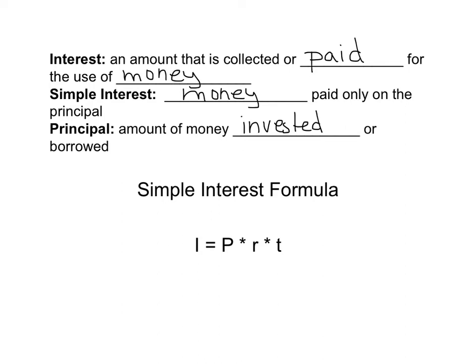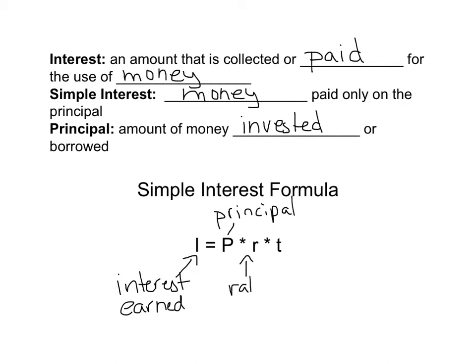I equals P times R times T, where I is the interest earned, P is the principal, so that's the original amount of money, R is the rate, in other words the percent that you're paying, but it's written as a decimal, and T is for the time that the money is invested.